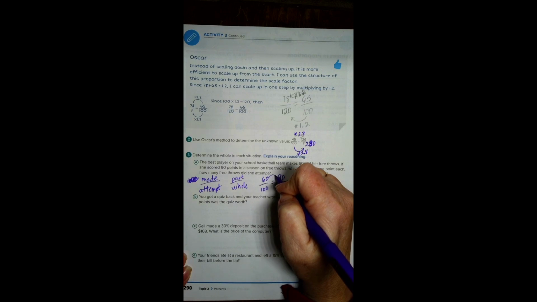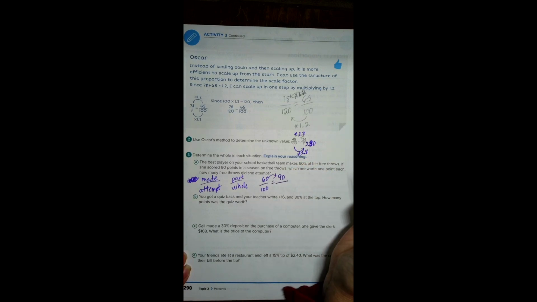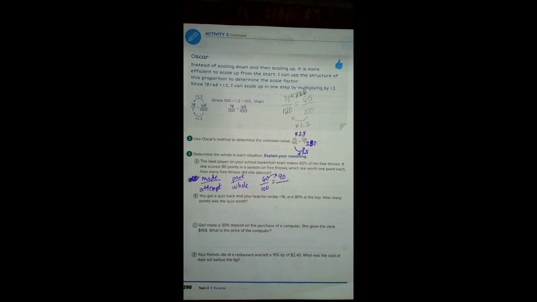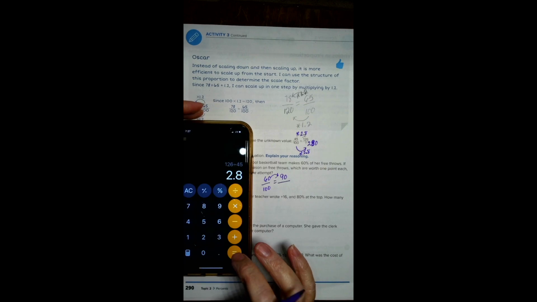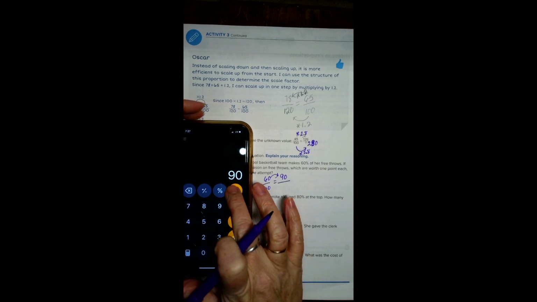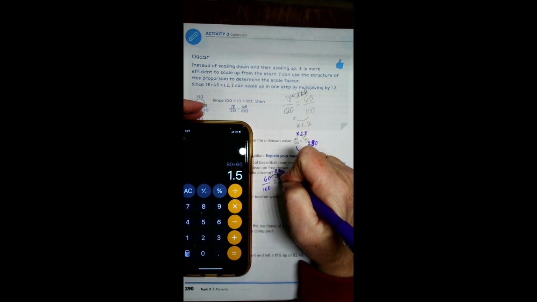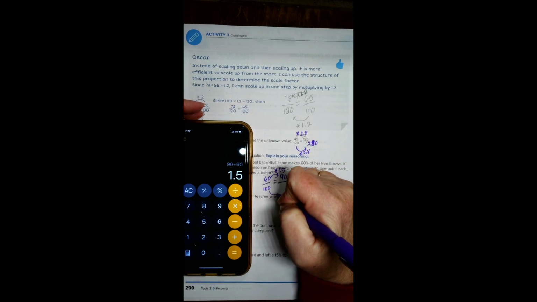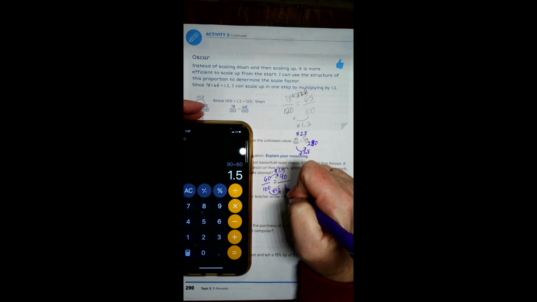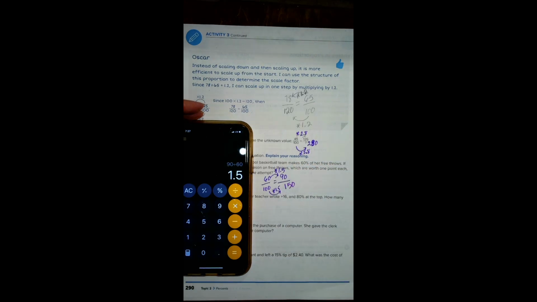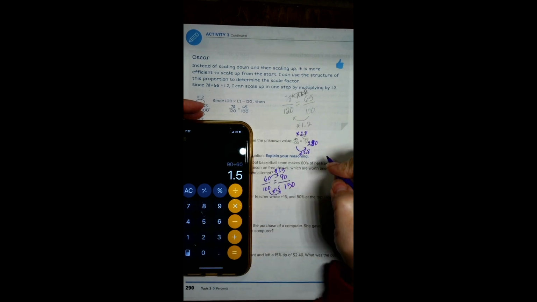So how do I go from 60 to 90? Well, if you don't know, then we can divide 90 divided by 60, 1.5. So we're doing a times 1.5. So 100 times 1.5, move the decimal over 2 places, 150. So she had 150 attempts.